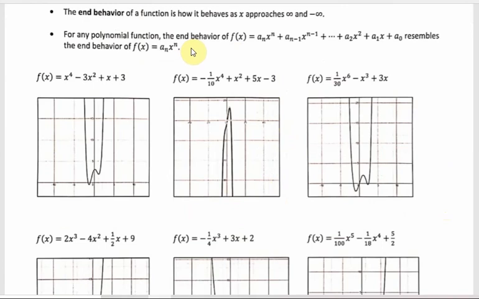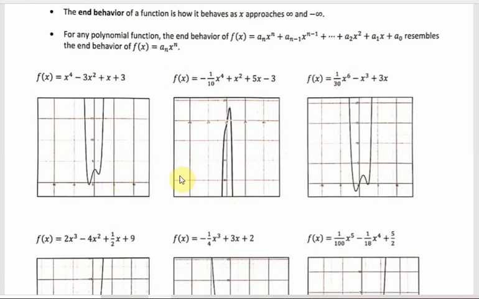And this is the key right here: for any polynomial, the end behavior of this long drawn out polynomial really just looks like what happens with the leading term. So like this one here, the end behavior looks like what you have with x to the 4th. Here, it looks like what you'd have with negative 1/10 x to the 4th. Here it would be like what you'd have for 1/30 x to the 6th.